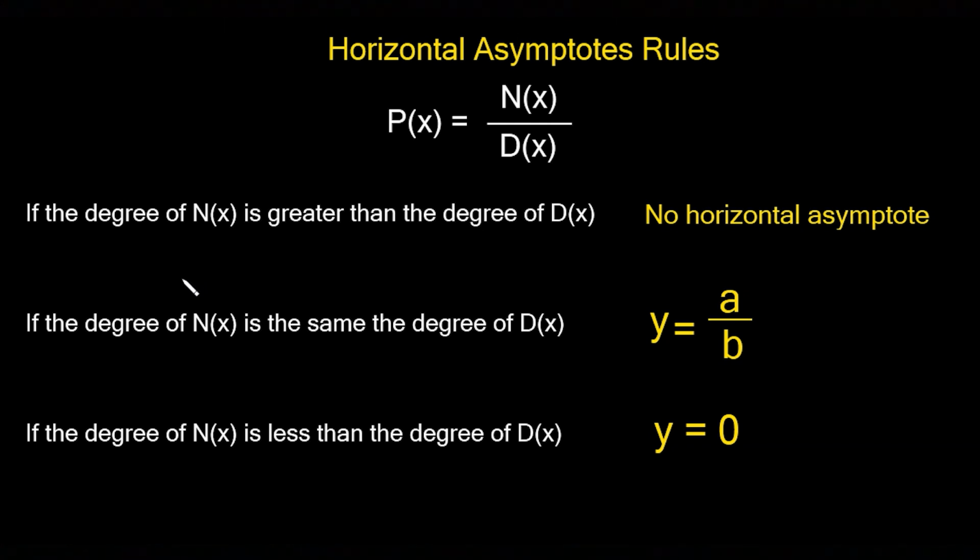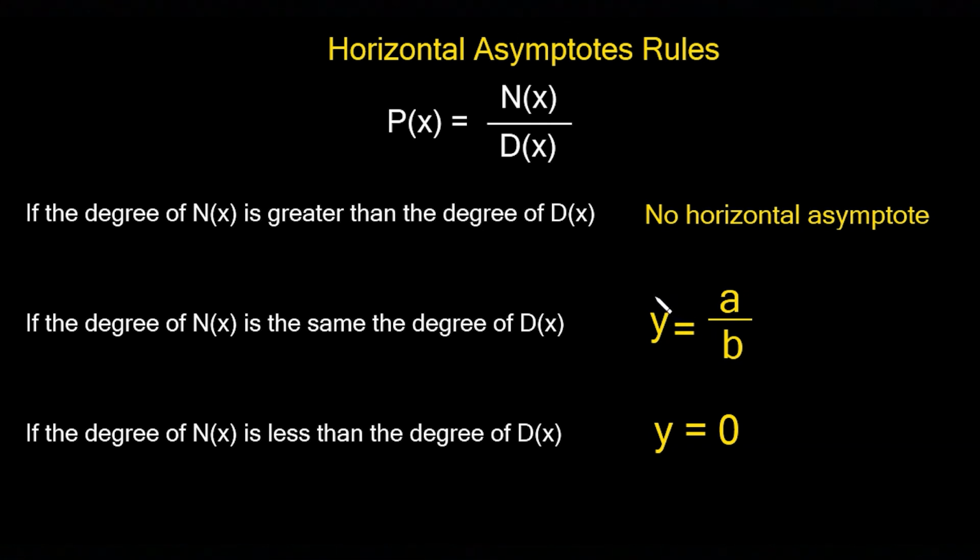The second rule: if the degree of n of x is the same as the degree of d of x, you are going to have a ratio of your leading coefficients. So whatever the leading coefficient is on n of x, and then whatever the leading coefficient is on d of x, you're going to take a ratio of those two coefficients, and that ratio will be your horizontal asymptote, and we will describe it as y equals that ratio, a over b, okay?